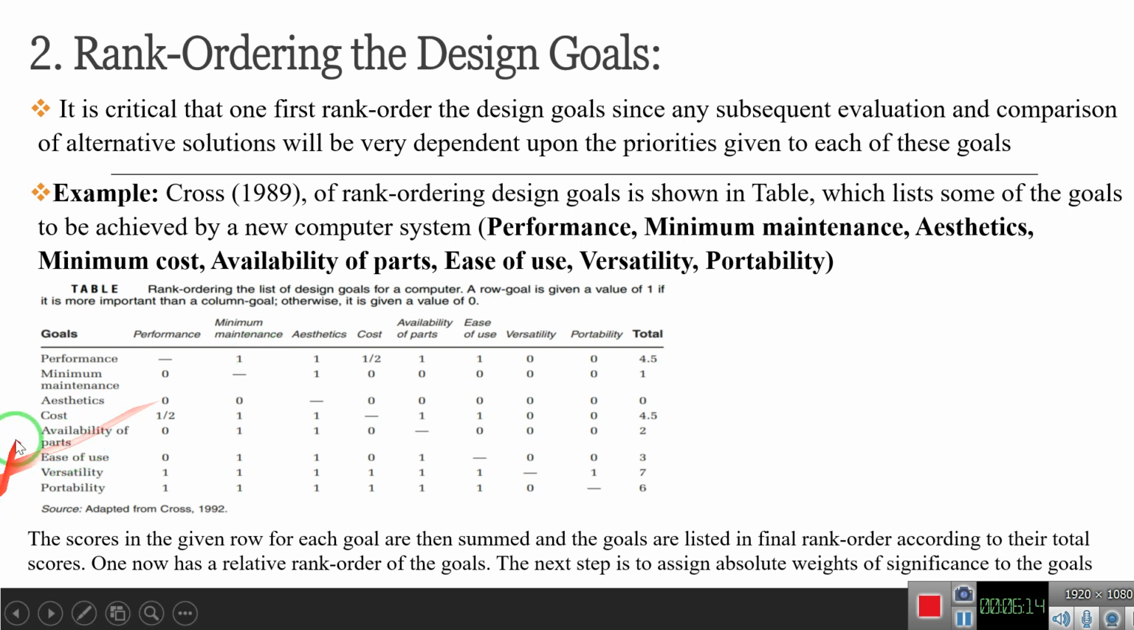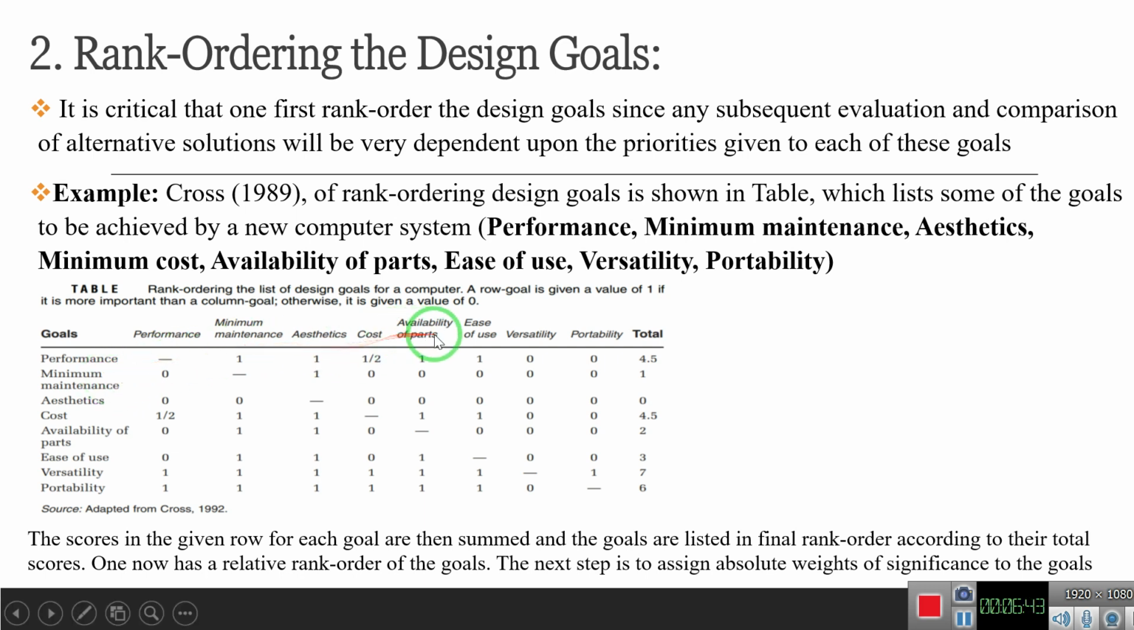For example, performance should overcome minimum maintenance, meaning performance is definitely good, so we give 1. Performance against aesthetics, meaning looks, the shape, how it looks: performance should win, performance should be strong. Next, cost: performance and cost both should be balanced, both important, so 0.5.